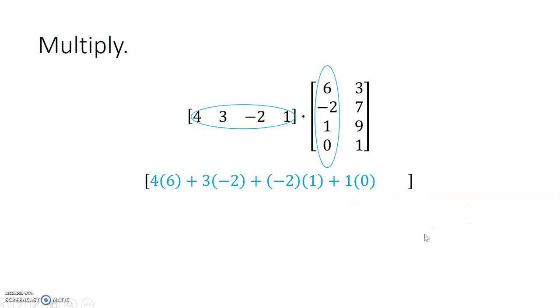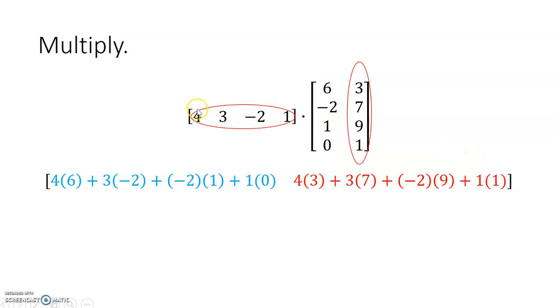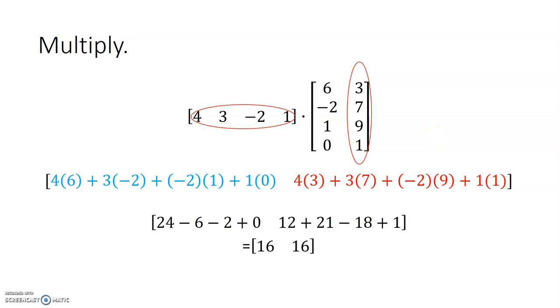So starting this one, if I want to start in this spot, this will be my first and only row by the first column. So then I'm multiplying my first and only row by the first column. So 4 times 6, 3 times -2, and then -2 times 1, and 1 times 0. And then when I go to do the other part, 4 times 3, 3 times 7, -2 times 9, and then 1 times 1. Because there is so much multiplication and adding in this one, if you want to do an intermediate step, I think that's a nice idea.